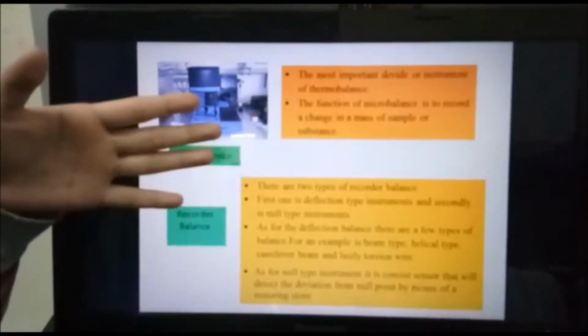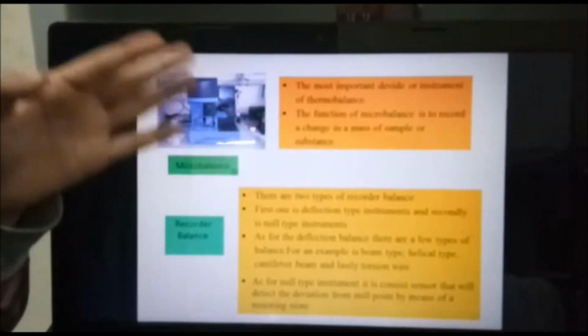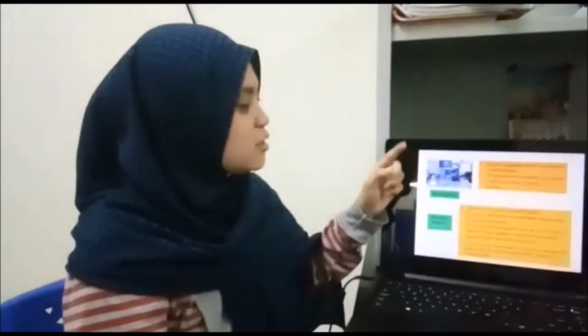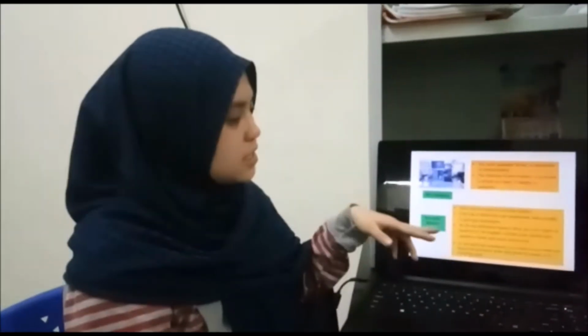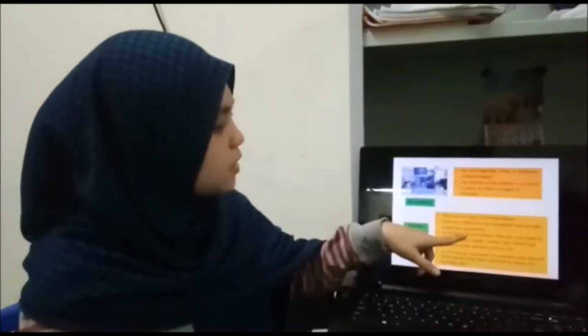The microbalance is the most important device of the thermobalance. The function of the microbalance is to record the change in the mass of the sample or substance. And then there is the recorder balance. There are two types of recorder balance: first is the deflection type instrument, and second is the null type instrument.